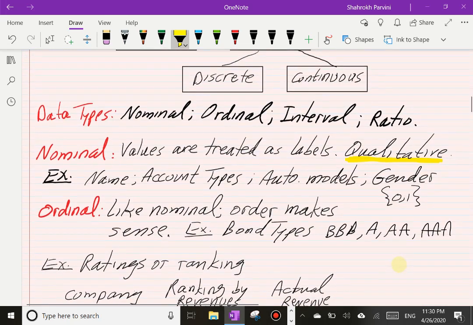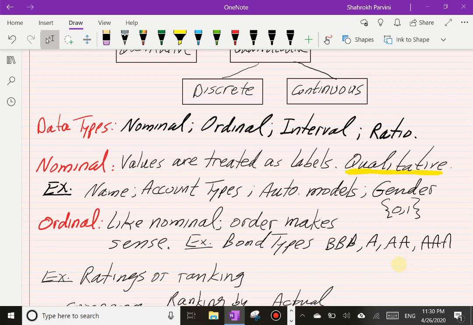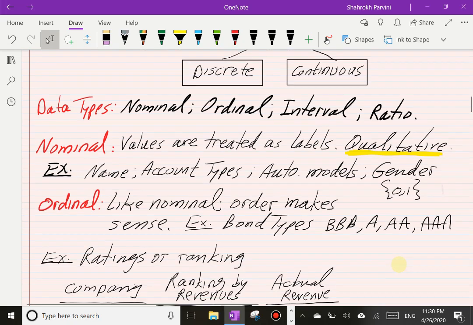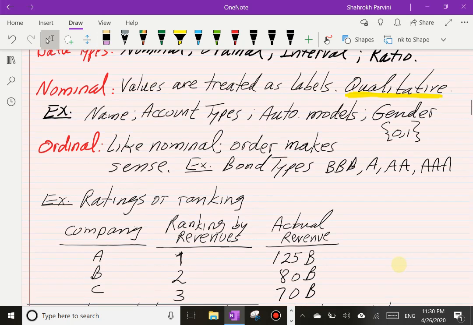So examples of these would be ratings or rankings that take place. And an example of this one I made up here is the following. Let's say I have 3 companies here, company A, B, C. And the ranking of these companies by revenue, company A is ranked number 1, then company B is number 2, company C is number 3. And the actual revenues, which is quantitative information here, I have it in billions. Let's say these could be annual revenues: 125 billion, 80 billion, and 70 billion. These are, let's say, in dollars.